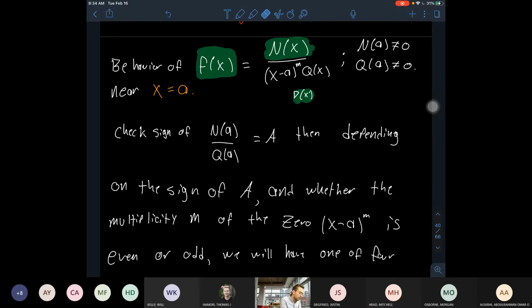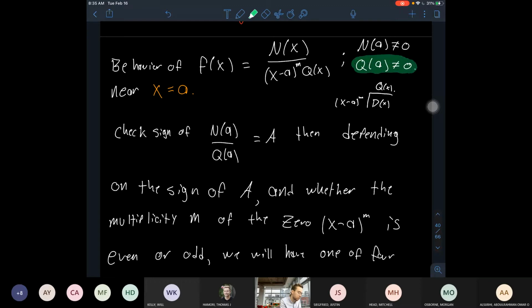Here, q of x is what I get when I do the division of d of x divided by x minus a to the power m. If I were to do this in long division, I would get q of x. So all I've done in the denominator is factor out this term, x minus a to the power m. My assumption is that I have factored out as many possible terms of x minus a to the power m as possible. So the point is that q of a is not equal to 0. In other words, there's not another x minus a hiding somewhere in this q of x. We've gotten them all out.